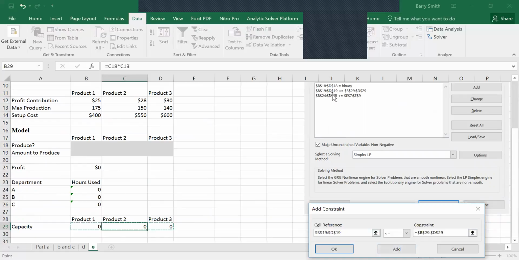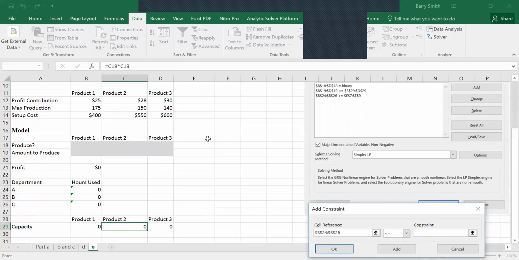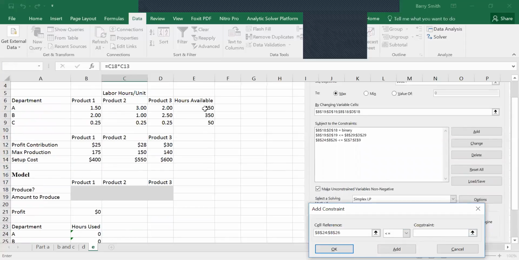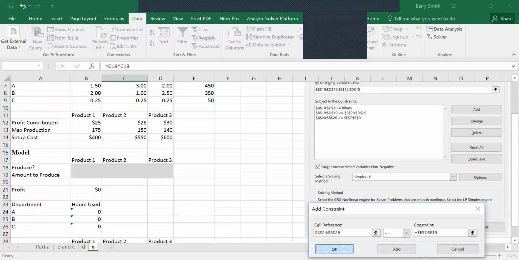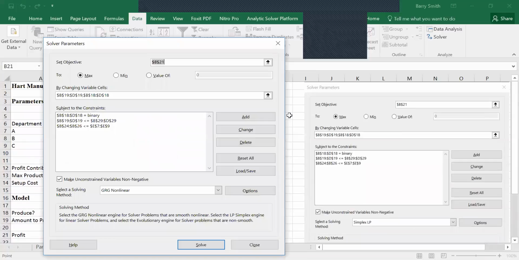Okay, so make sure I have everything right. That looks good. And then our last one is these values, hours used, have to be less than or equal to the total hours possible, which are these. Okay, and that should be all of our constraints. Let's make sure they look like what we want them to be. B21, B19, D19, and B18, D18. Those have to be binary. And that's going to be less than or equal to that. Okay. And so the only thing we have to do is put it back to simplex and say solve.